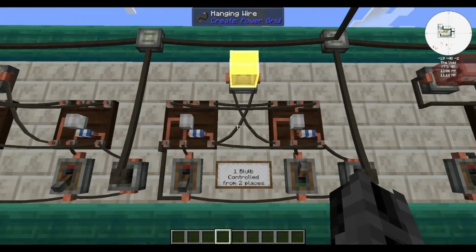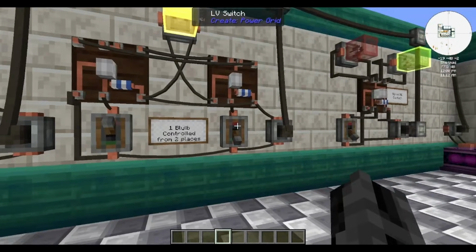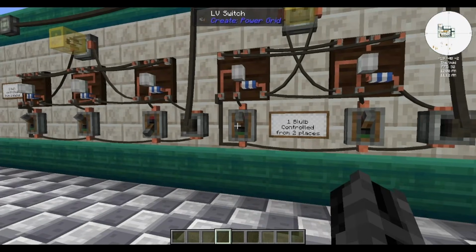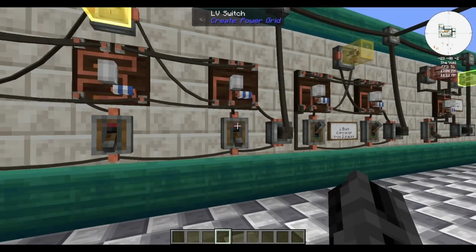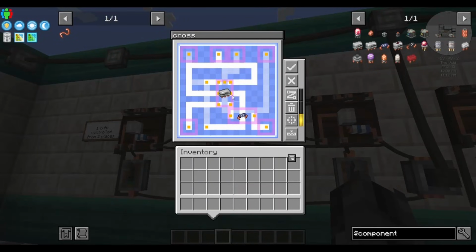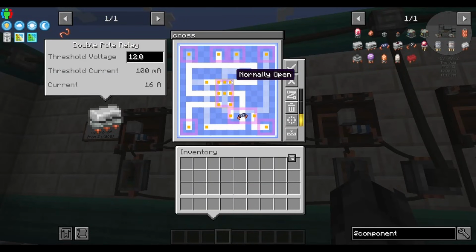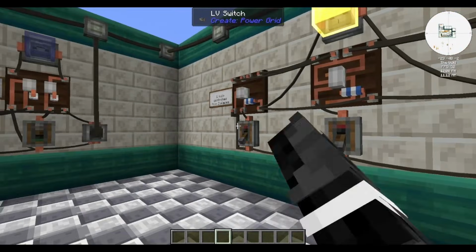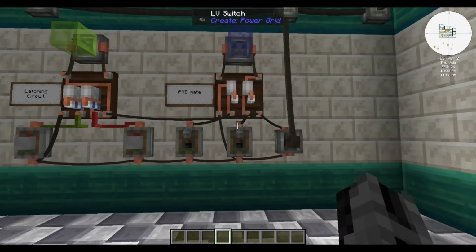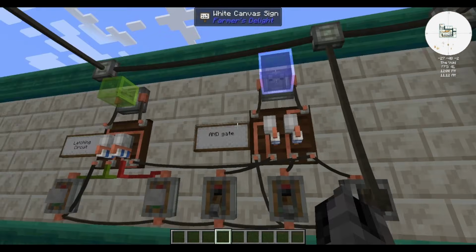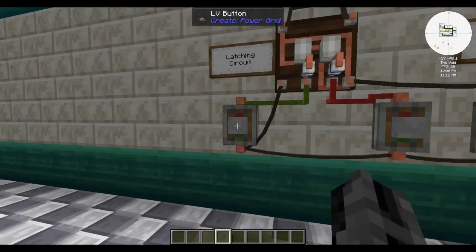Here's an example with a single light source controlled by two switches. Here's the same thing but with three, where we use the double pole relay, which has two sets of contacts to cross the wires. And we can also use them to make logic gates and memory.